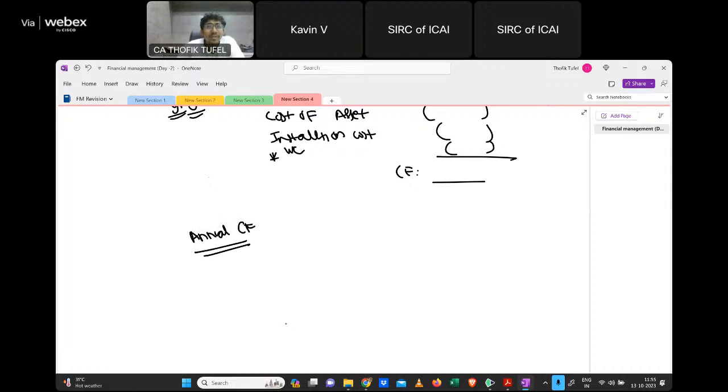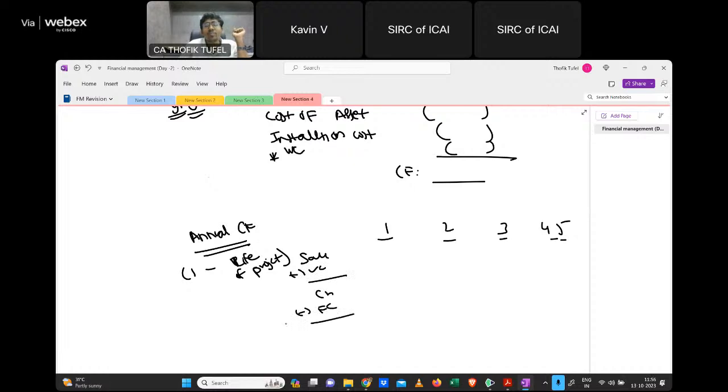What is the annual cash flow? Suppose an income statement is given, directly put the income statement and find out the annual cash flows, from year 1 to the life of the project. You just have to do year 1, 2, 3, 4, and 5. Suppose sales data is given, write the sales data minus variable cost, and you get contribution. If fixed cost is given, deduct fixed cost. Then find out the earnings. Then reduce taxes.